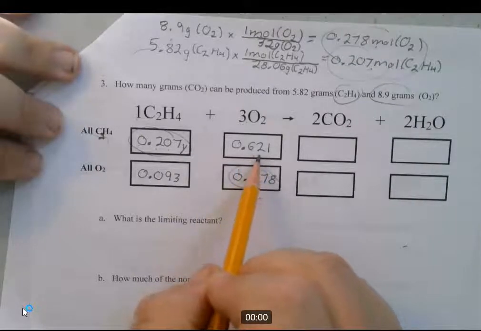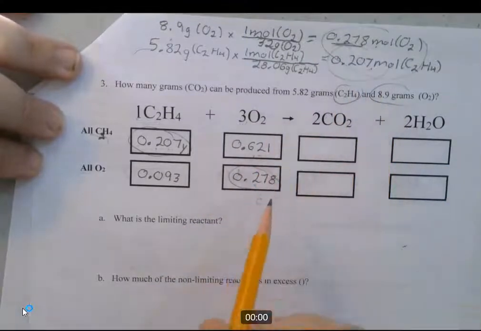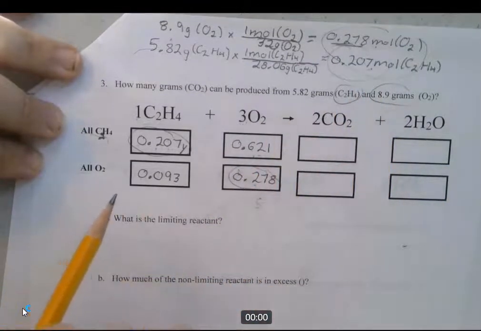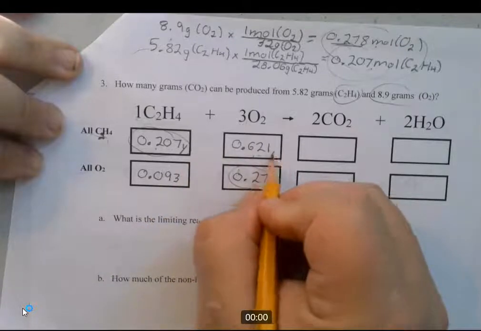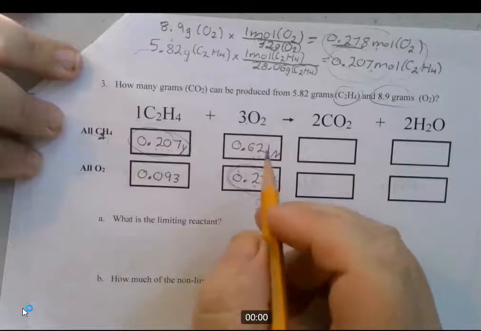Do we have that? The answer is no. We only have 0.278 moles of O2. You could also look down there and see it. That's all we have. So that's where our no is. We're just going to go ahead and continue though. We know we have this much. That's what we were given.